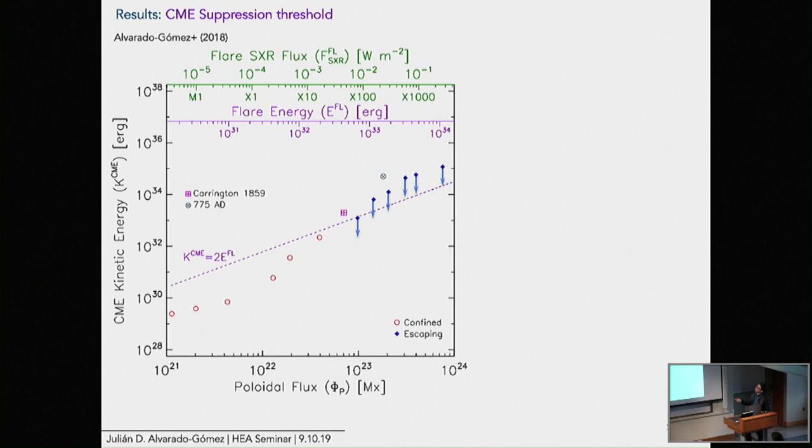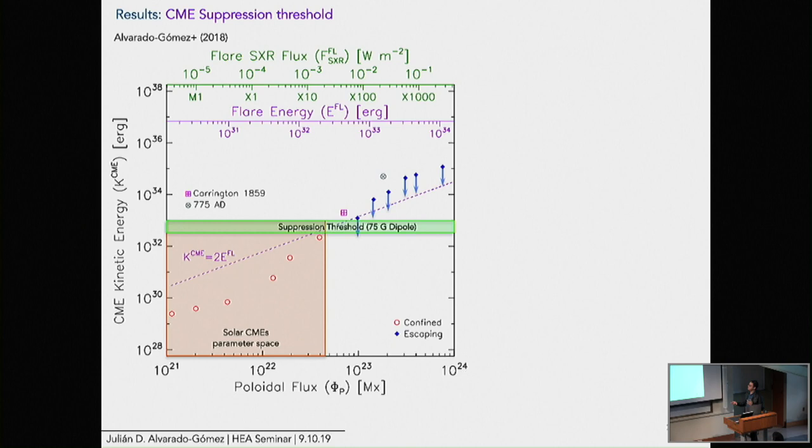And this would be the parameter space for solar CMEs. Pretty much all the CMEs that we have observed in the sun lie in this area, and this particular 75 Gauss would be able to trap all of them. So if we suddenly increase the large-scale magnetic field of the sun by a factor of 70 or so, we wouldn't be able to see any CME, or pretty much none of them. You can see here that there are two historical events, the Carrington event and another event much further in the past, that are much more energetic and probably would have been able to go away.